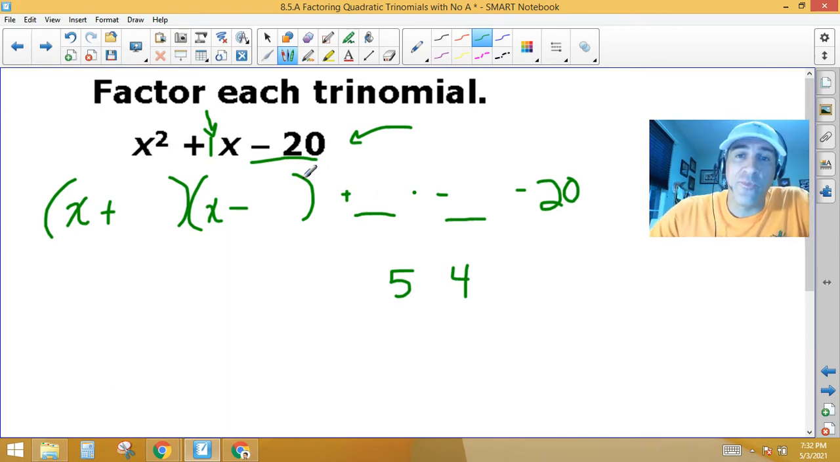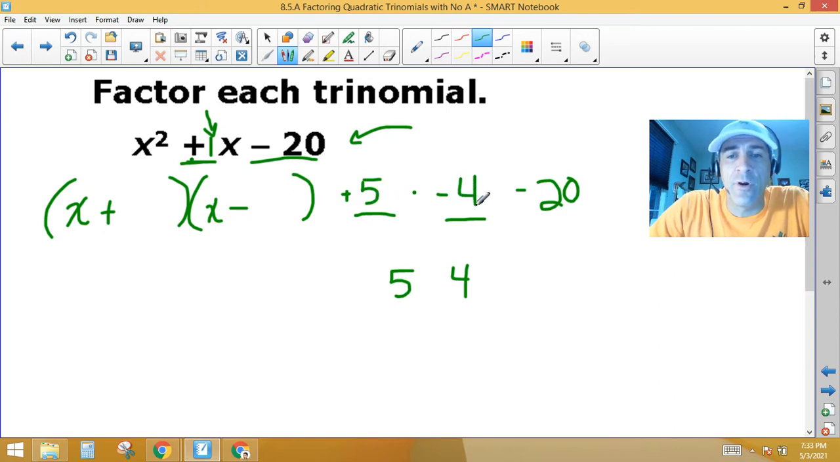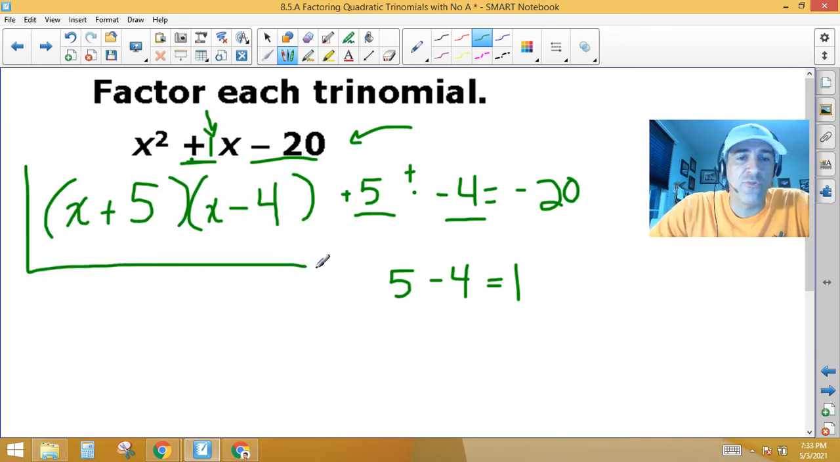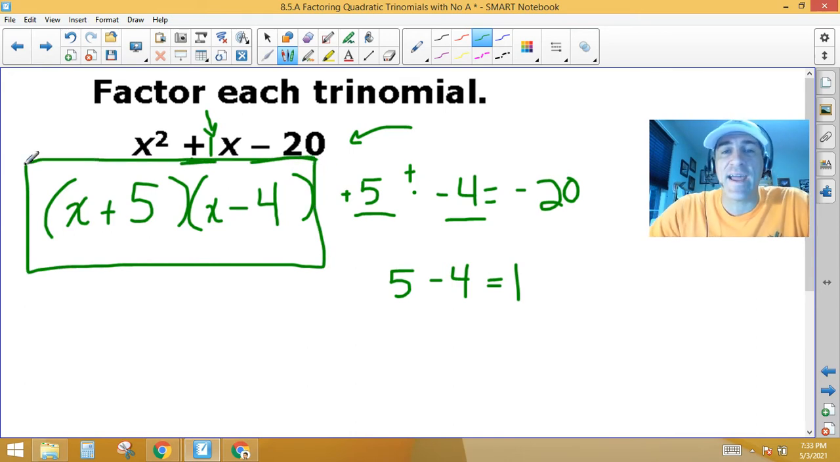So I can revert back to my previous information. The sign of B, which is positive, tells me which one is the larger value, and that one gets the positive. So it would be positive 5 times negative 4 gives me negative 20. And if I add positive 5 and negative 4, that gives me 1. So my factored form will be x plus 5, x minus 4. This is my solution, my factored form.